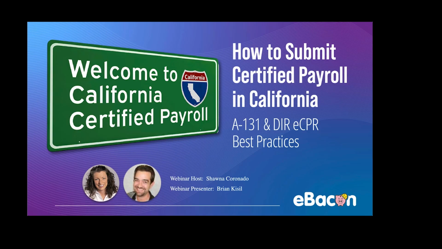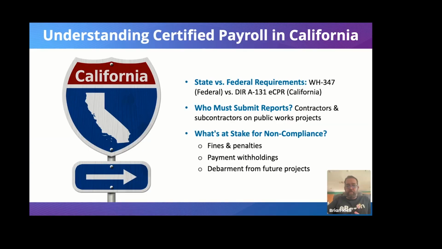All right, Brian, let's get started by breaking down what certified payroll actually looks like in California. Sure. So basically in California, you have two options. If you're working on a federal project, you're going to complete the federal form. The state project, you're going to complete that A-131. Basically, every contractor or subcontractor that's working on a public works project is required to submit a certified payroll report to either the DIR or to their actual GC.